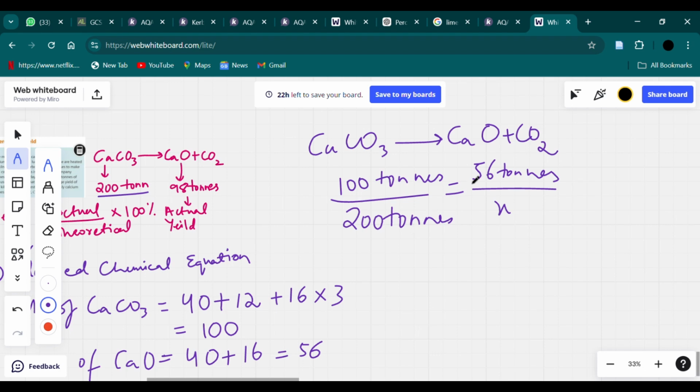So here you will just do the cross multiplication.